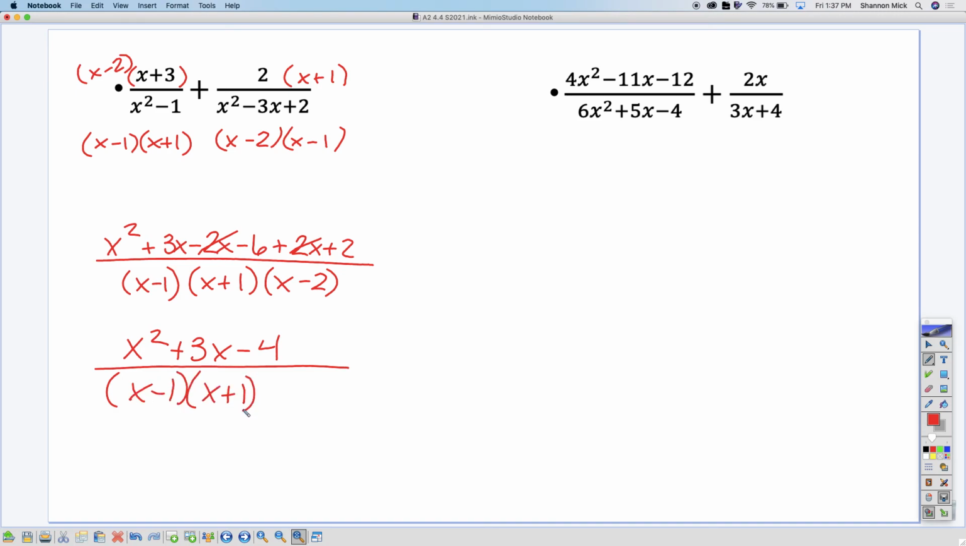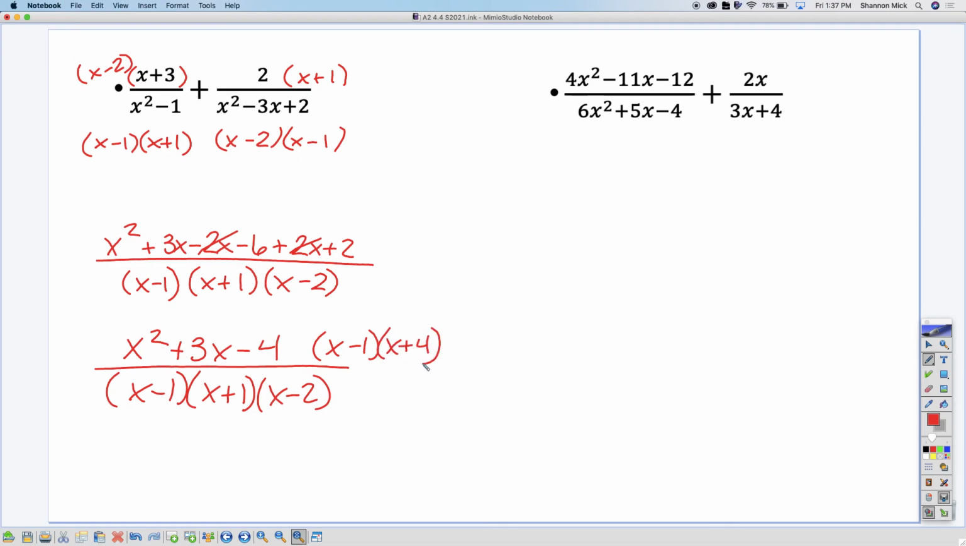So what does the numerator factor to? What are the factors of 4 that have a difference of 3? X plus 4, x minus 1. Okay, so this is going to be x minus 1 and x plus 4.